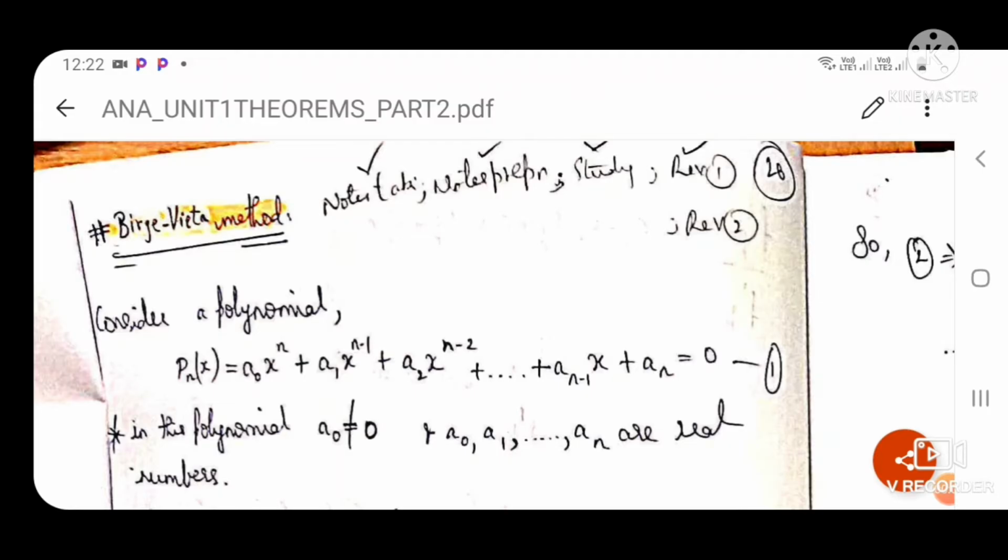We're going to talk about the Birge Vieta method. Alright, so let's start. The step-by-step procedure is given. You just need to follow it. It'll be easy. I've written out the reasoning also, so it won't be that hard for you.